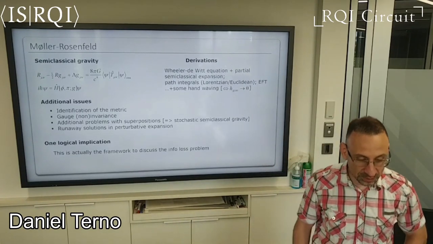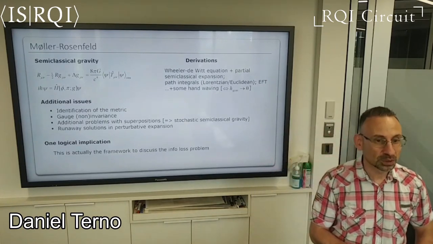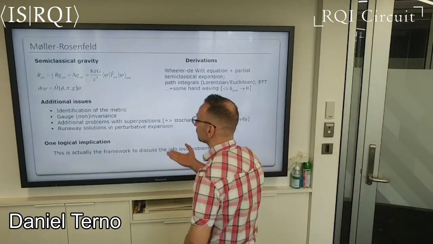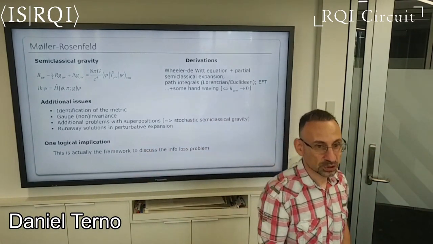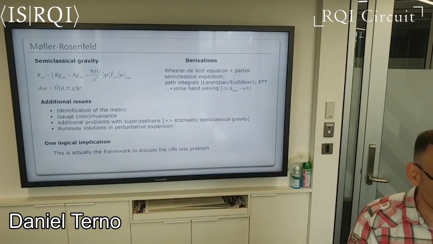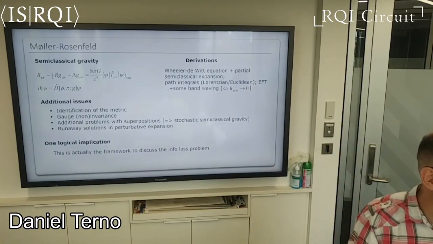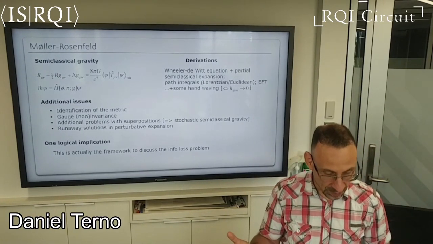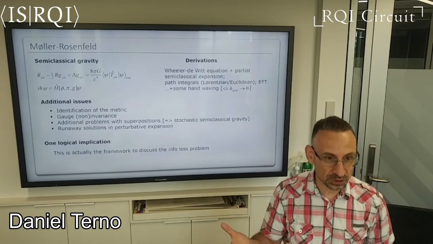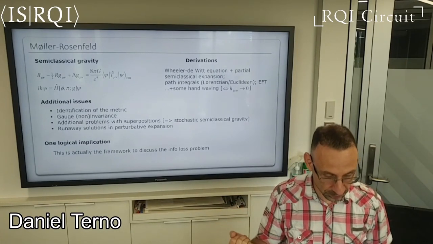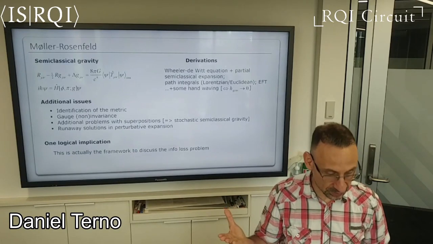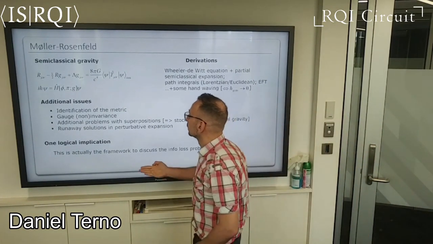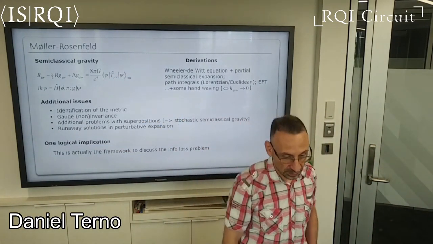But it comes with an interesting bunch of additional issues, starting from the question, which metric are we talking about? Because GR is nonlinear, so functions of the average and averages of the functions, whether it's curvature as a function of metric, are different things. How do we deal with gauge? Obviously, since Roger Penrose, we have obvious problems with superpositions, and that's a motivation for stochastic gravity. And if we do perturbation theory, say around the Minkowski vacuum, that turns out to be a fourth-order theory and we have runaway solutions.